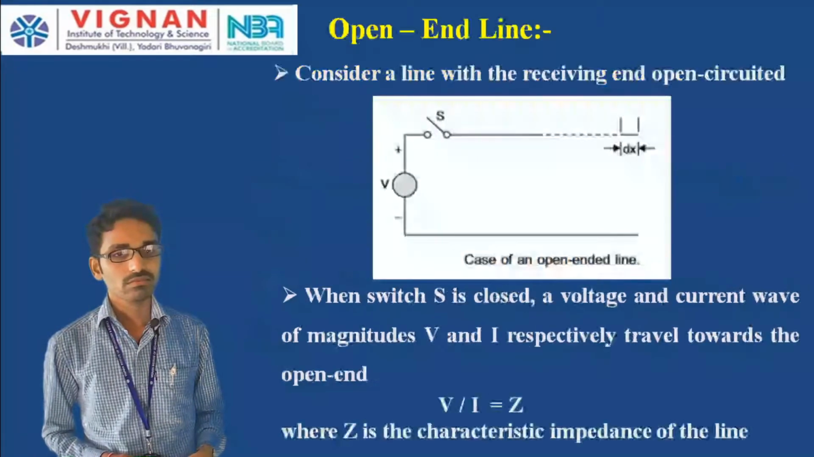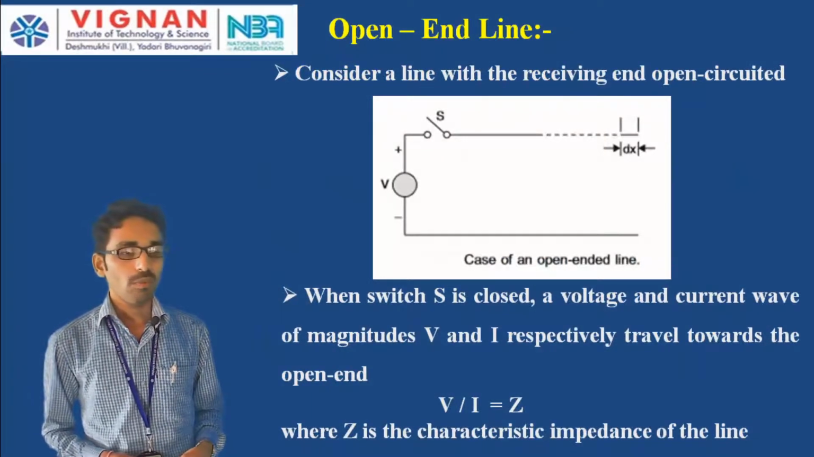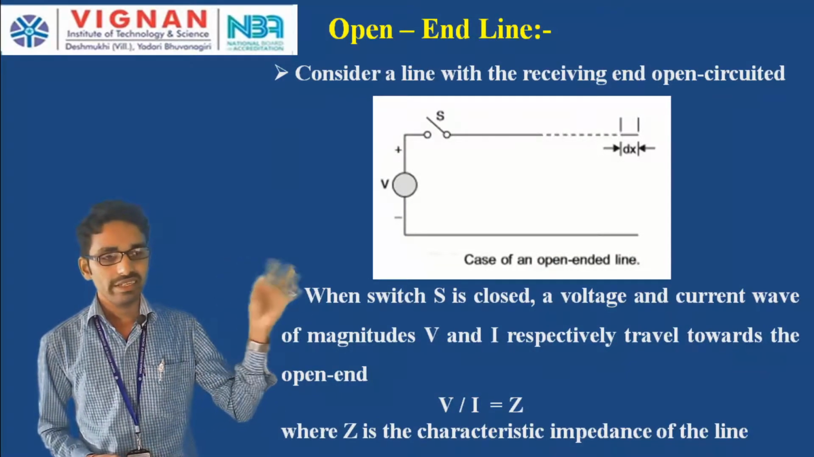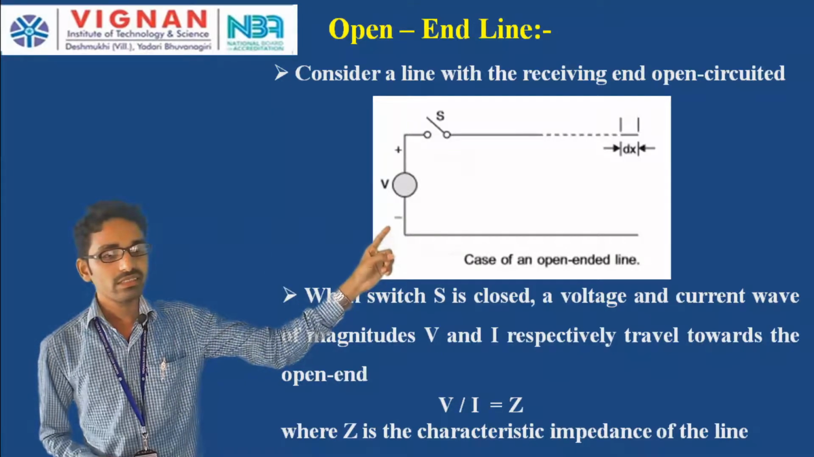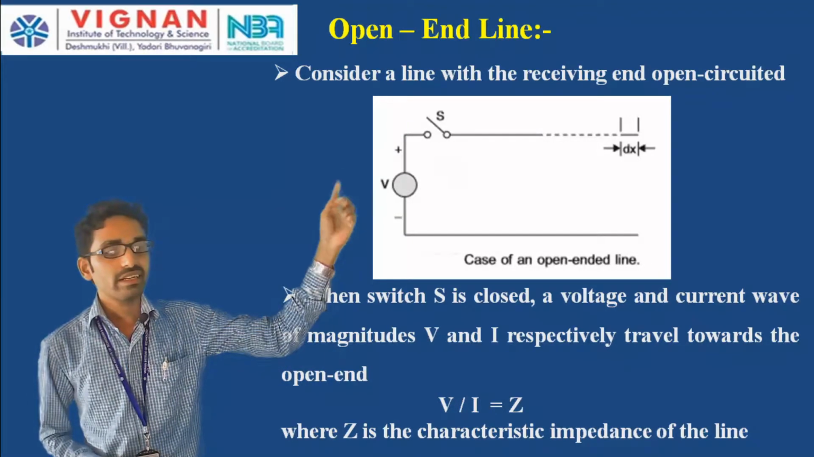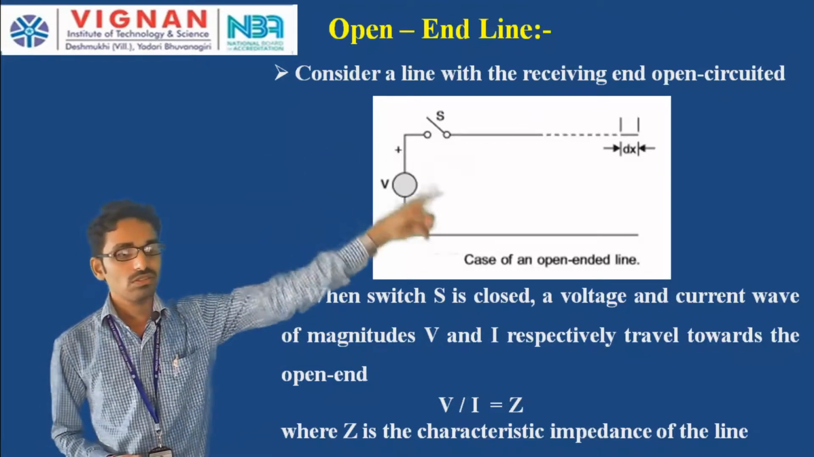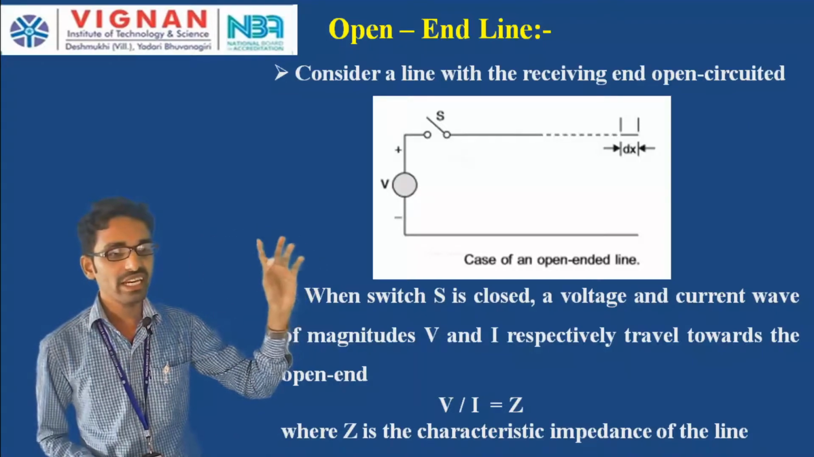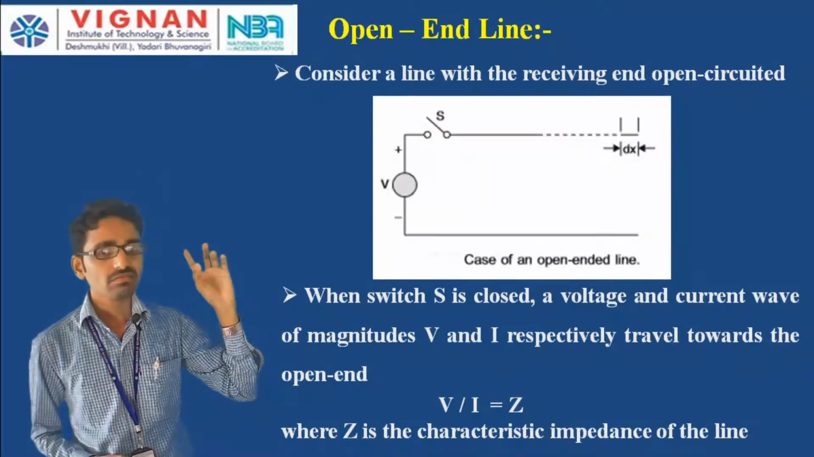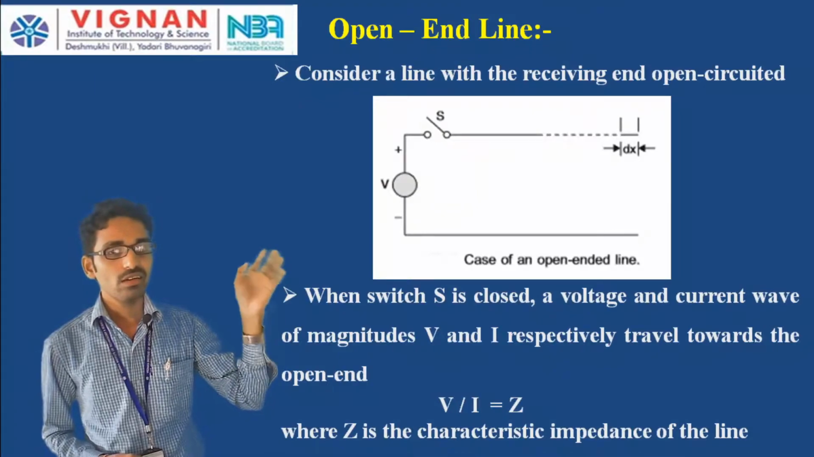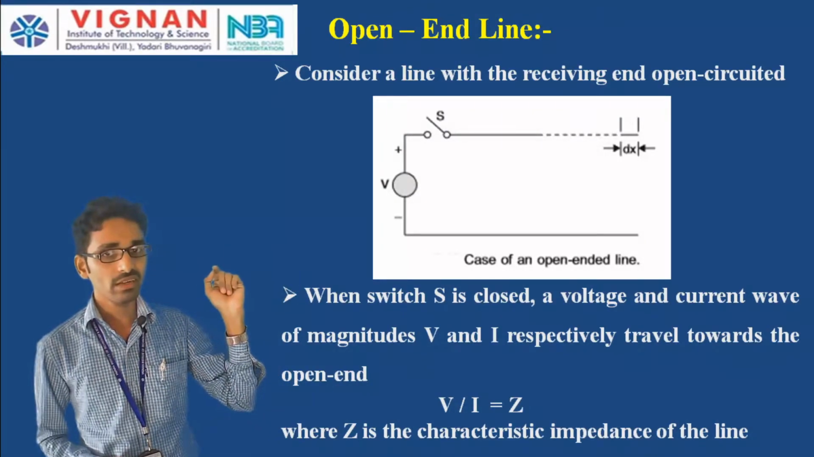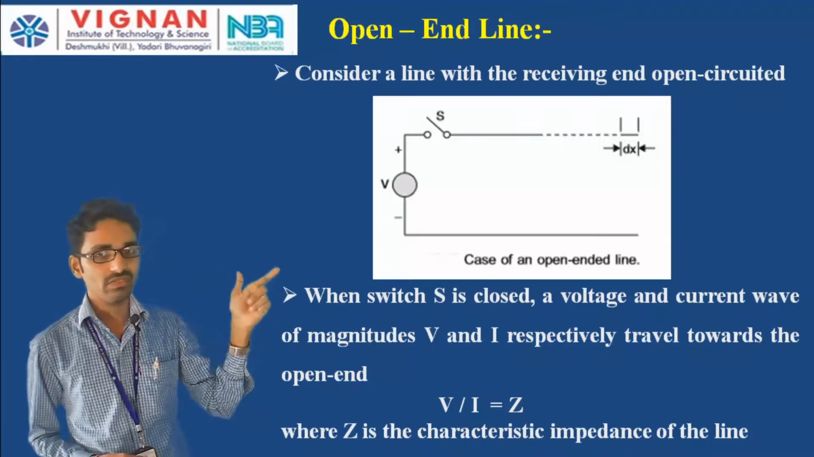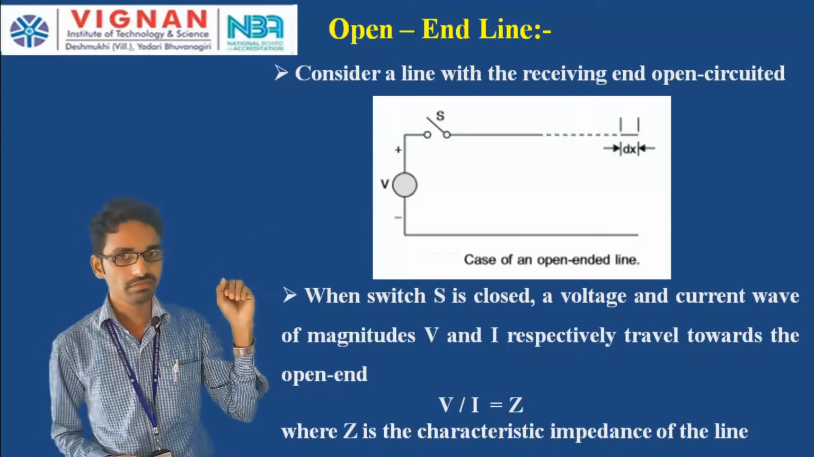Okay, so the open end line. What actually does the open end line mean? There is a sending end which contains the voltage source, and at the receiving end we are open circuiting, which means we are not connecting any load to the circuit. That means there is a long transmission line, and for that long transmission line we are not connecting any load. So consider a line with the receiving end open circuited.